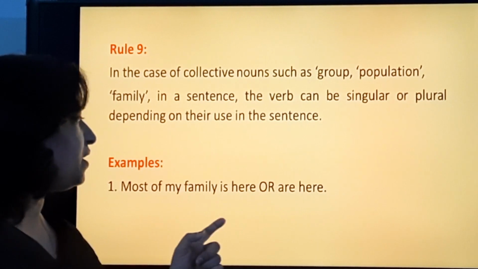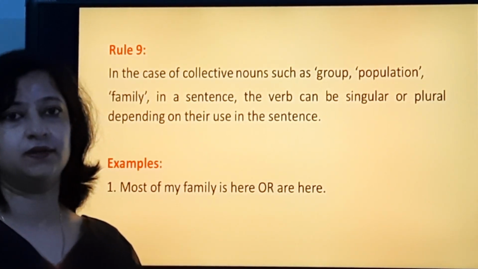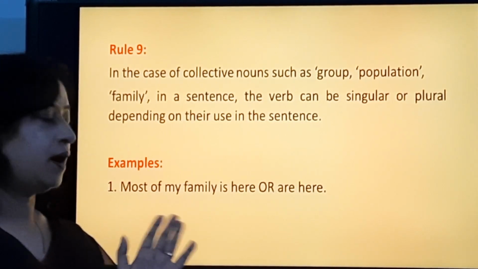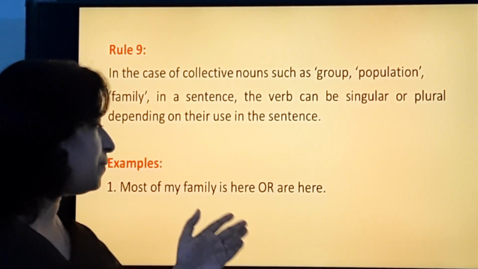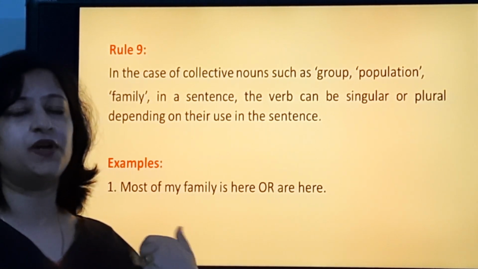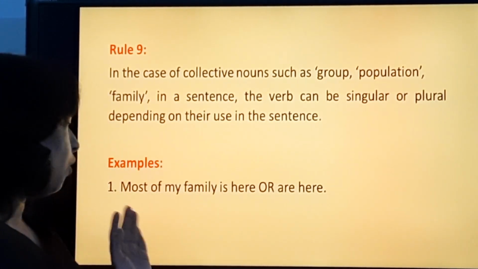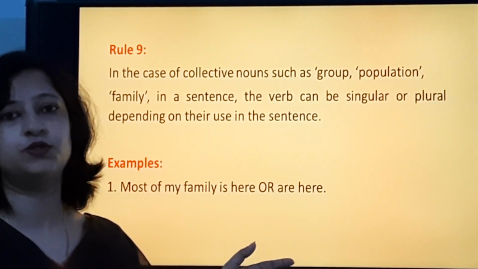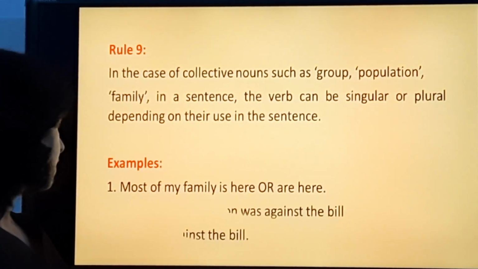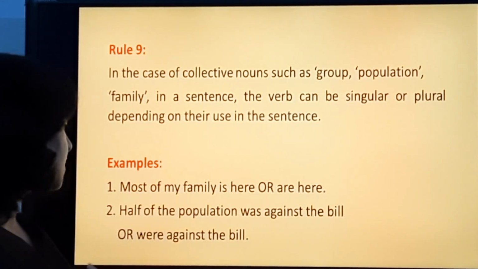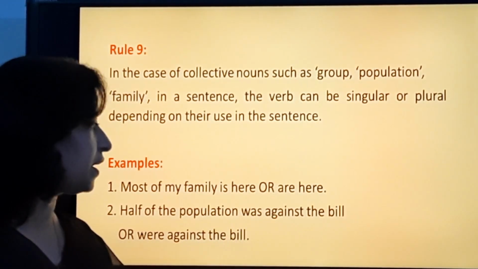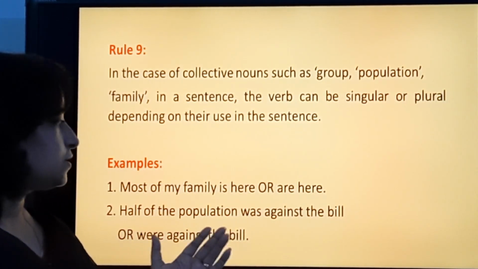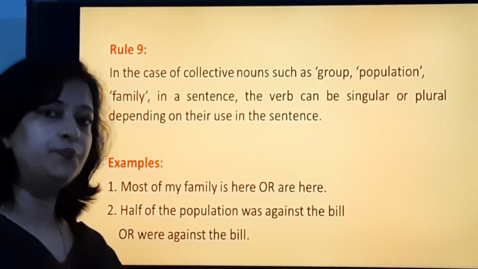Most of my family is here or are here. In that case, both verbs are correct. Either you use most of my family is here, this is also correct because we are talking about the family members, or if you want to use most of my family are here, this is also correct. One more example, half of the population was against the bill or were against the bill. Okay, so either the singular subject or the plural subject.